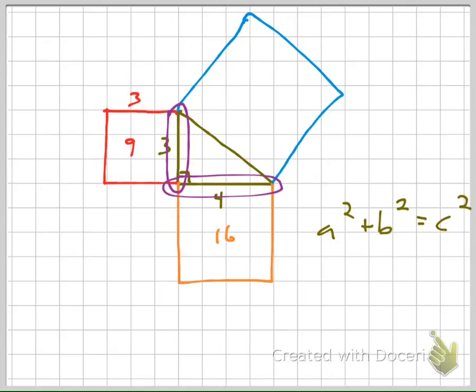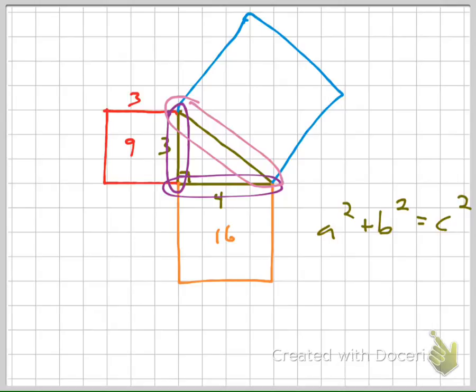The side that is opposite is called the hypotenuse of the right triangle. Everybody say hypotenuse. Hypotenuse. Not hippopotamus. Say hypotenuse. Someone's going to say hippopotamus.